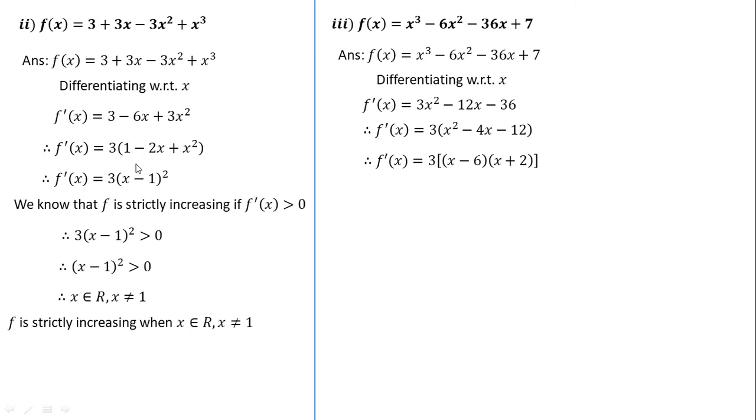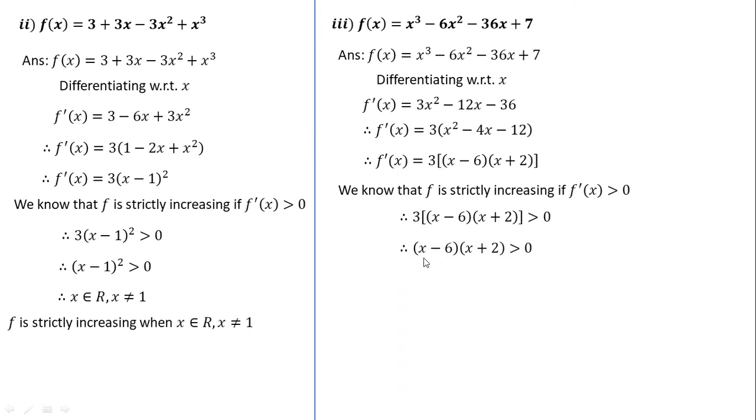Here in the previous example directly we got the expansion as x minus 1 square. Okay, 1 minus 2x plus x square means x minus 1 bracket square, and that's why we solved like that. But here in this case for this quadratic equation x square minus 4x minus 12, we get two factors x minus 6 into x plus 2. Now as per the given condition, f is strictly increasing and we know that f dash x is greater than 0. So let us consider 3 into bracket x minus 6 into x plus 2 greater than 0. So that implies x minus 6 into x plus 2 is greater than 0.